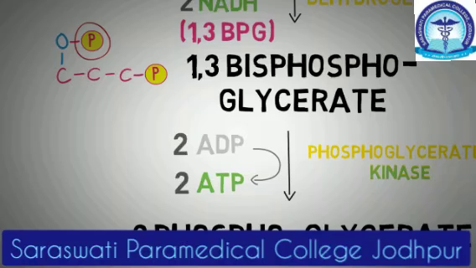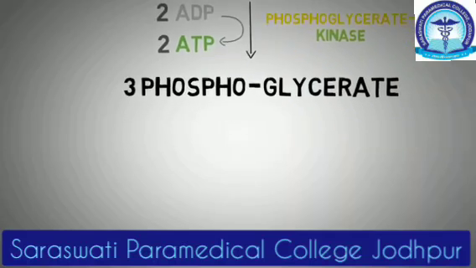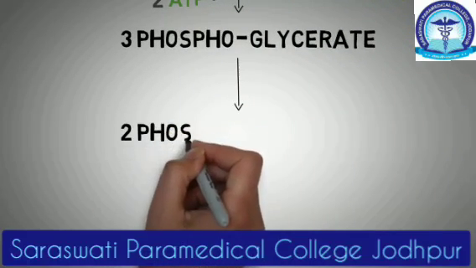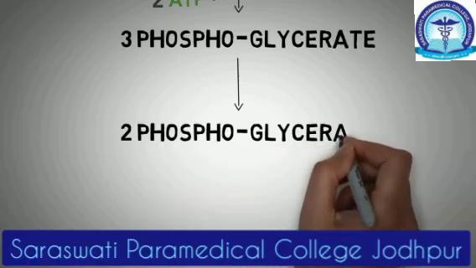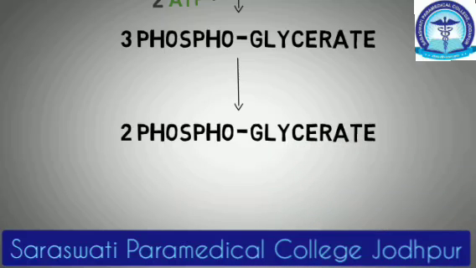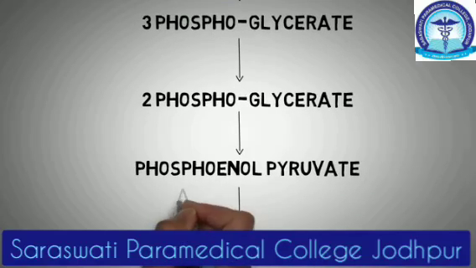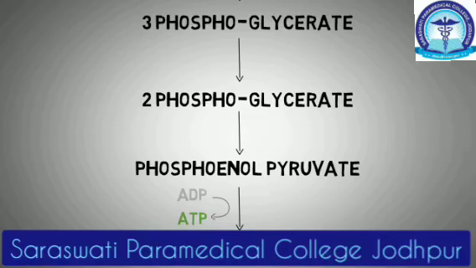After this, we are left with 3-phosphoglycerate, which has only one high energy phosphate group attached now. In the next 2 steps of glycolysis, the 3-phosphoglycerate gets converted to 2-phosphoglycerate and then to phosphoenol pyruvate. This phosphoenol pyruvate then loses its high energy phosphate group, which is then used to make another ATP by attaching that phosphate group to ADP. This phosphoenol pyruvate then gets converted into pyruvate.